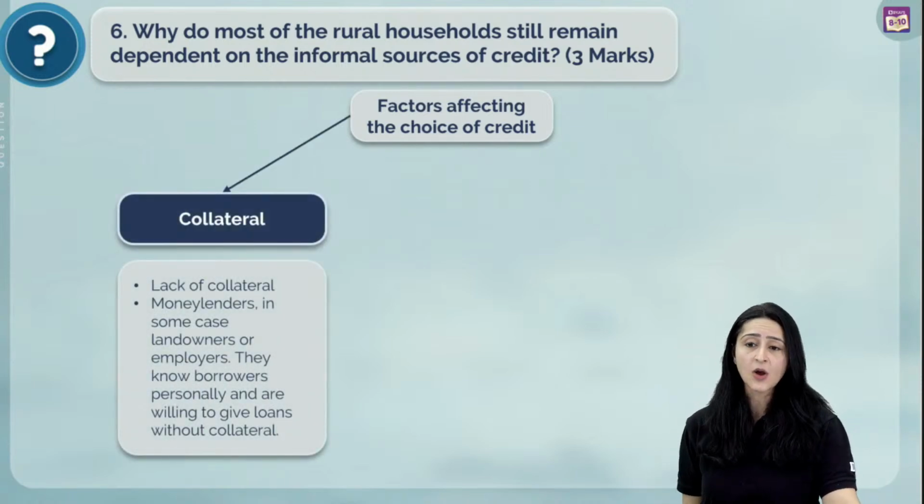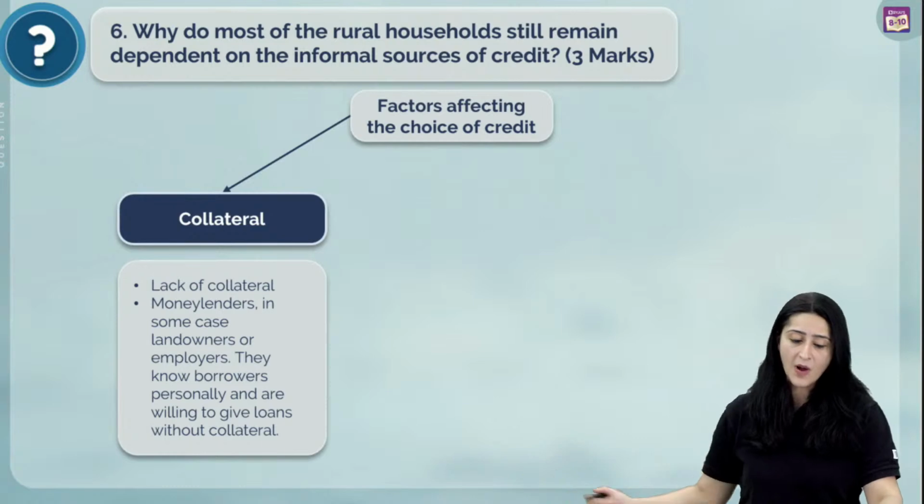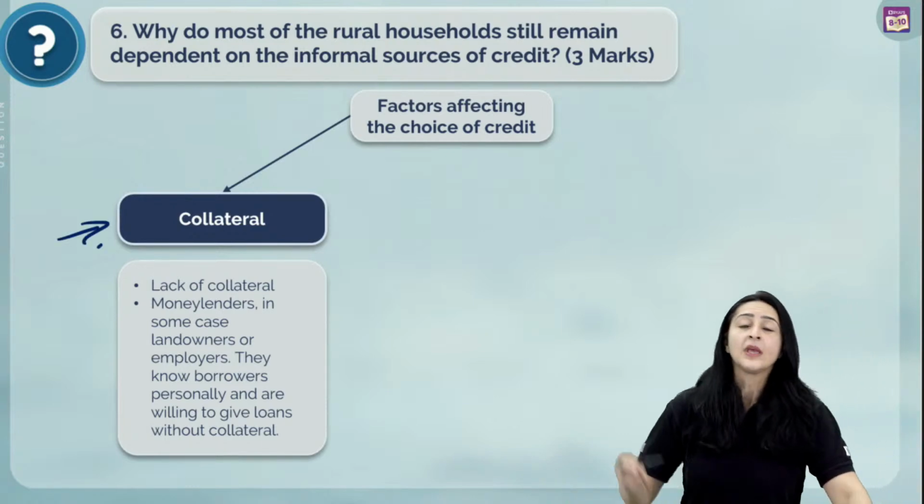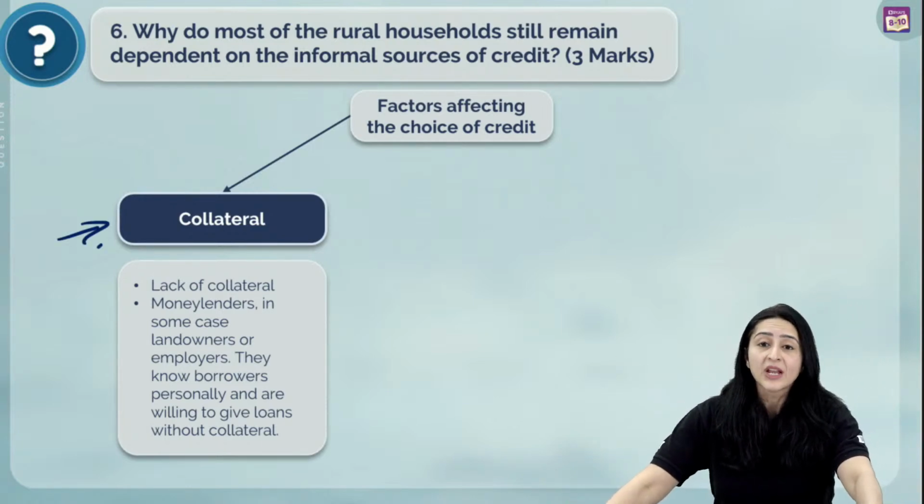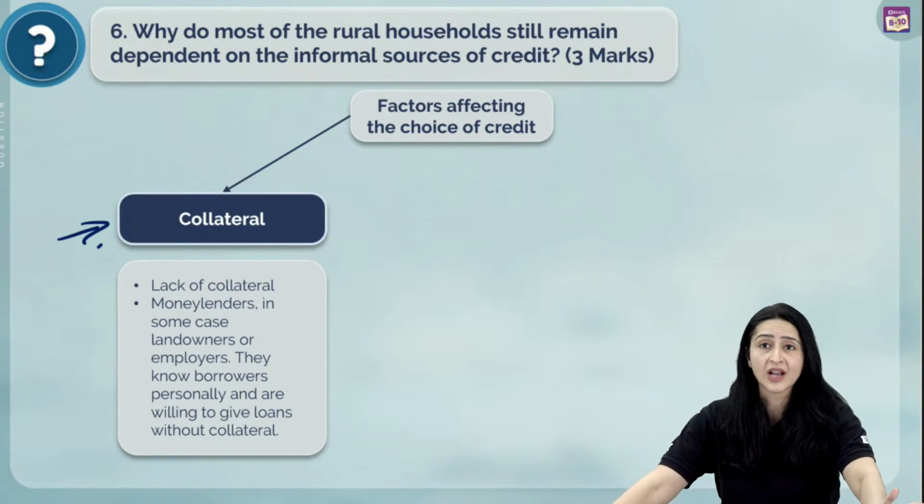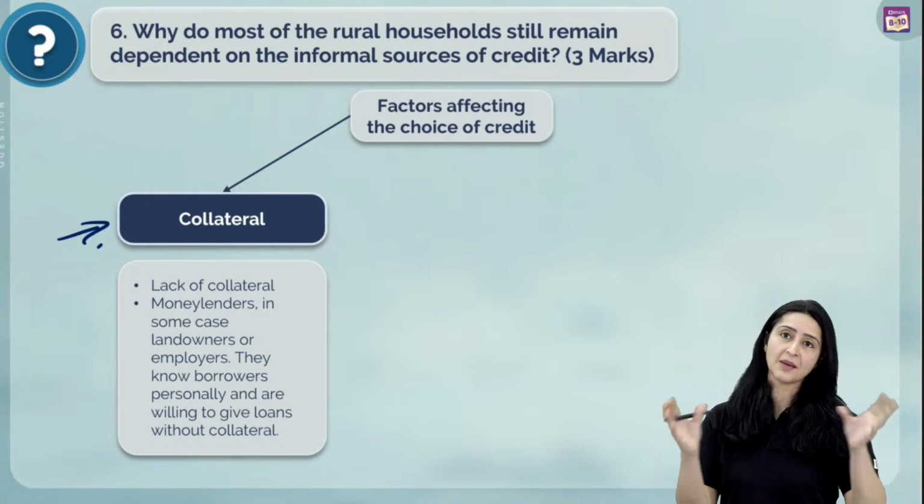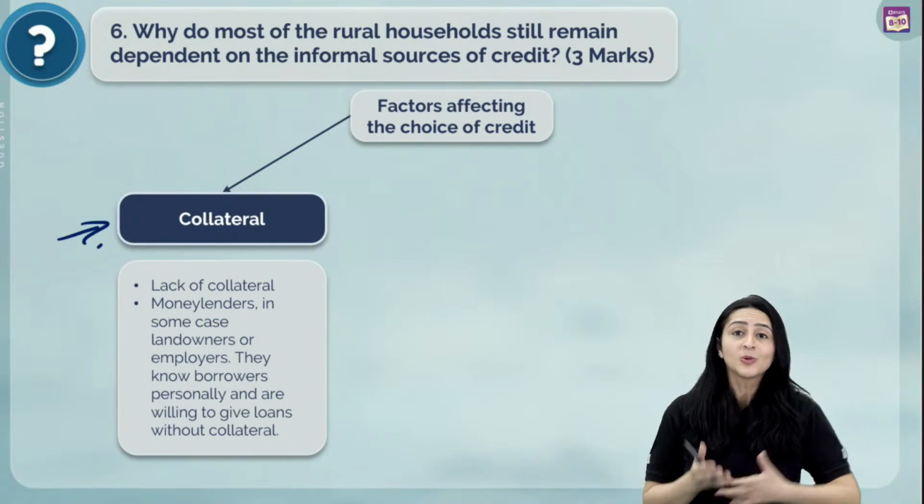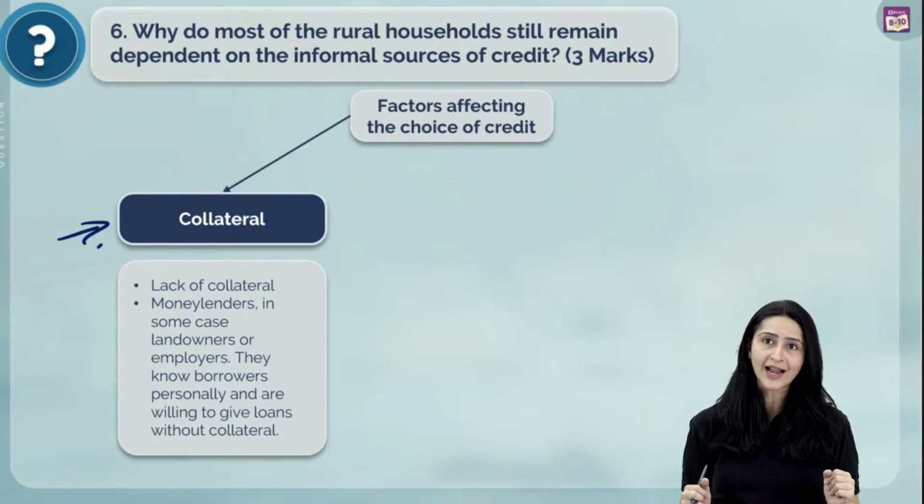What are the factors affecting the choice of credit? Number 1, collateral. The people in the rural households may not have a collateral. Collateral is the security that the formal sector of credit requires so that they can ensure that the money comes back to them. A lot of these people do not have assets to put up as a collateral.